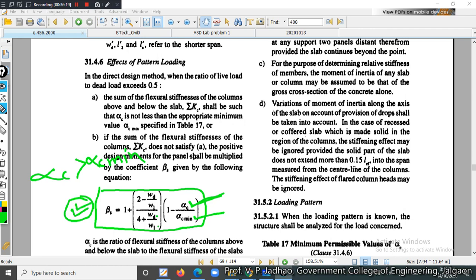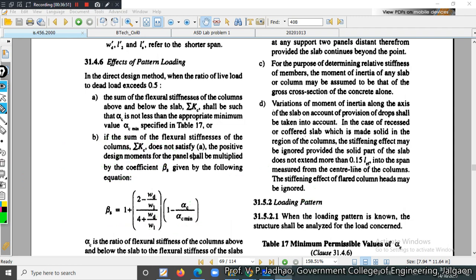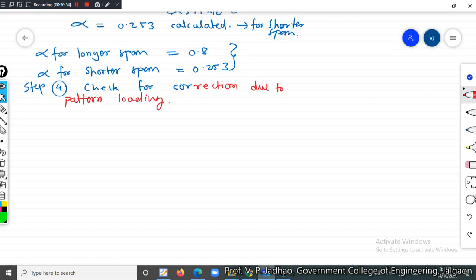So suppose we get the value of beta s as 1.05. It means we have to increase the bending moment by 5%, because 1.05 means it is increased by 5%. So we will multiply the bending moment in that particular direction, in which alpha c is greater than alpha c minimum, by 5%. We will increase that bending moment by 5%. So for that purpose we will be calculating these alpha c values. Okay, we will go to the problem.